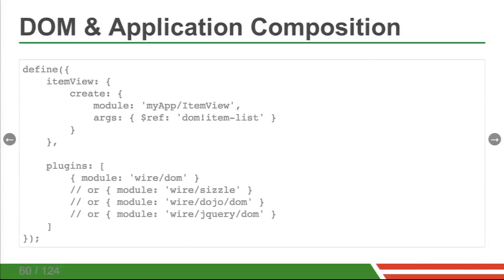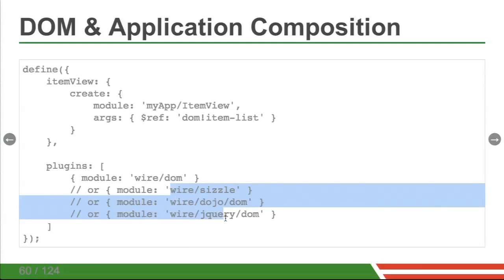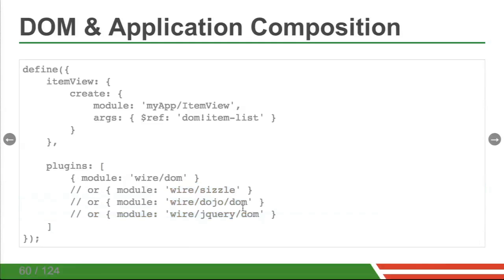And now we can use our IOC container to do the work for us. In this case, Wire comes with various plugins for doing DOM selection. Its base DOM plugin uses the facilities of modern browsers, querySelectorAll and querySelector, getElementById, things like that. But we also have plugins that support the query selector engines of various libraries.